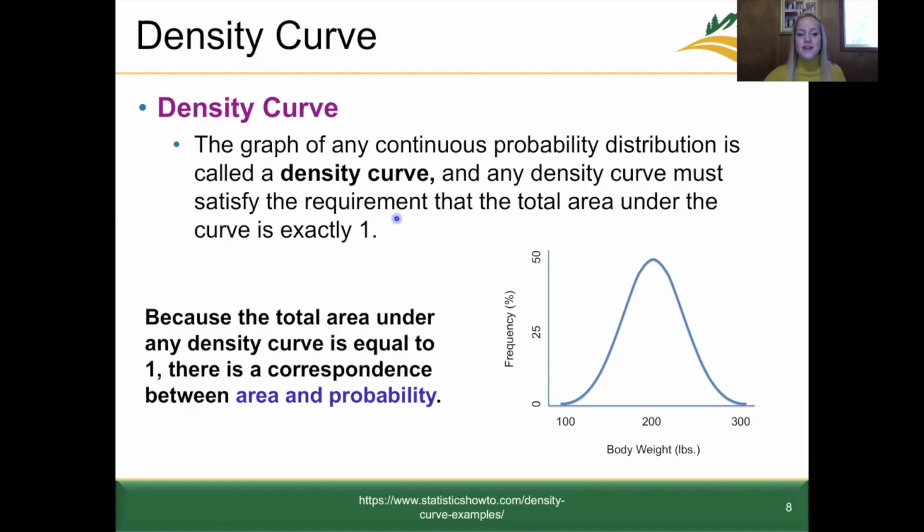Because density curves are sort of a subset of uniform distributions, this principle still holds true. Because the total area under any density curve is equal to 1, there's a correspondence between area and probability. How do we know that? Well, we know from our probability section that probability values can span from 0 to 1, or 0 to 100%. So if the area itself all adds up to 1, then we can make correlations between the area under the curve and the actual probability values. That is only because this whole area adds up to exactly 1.